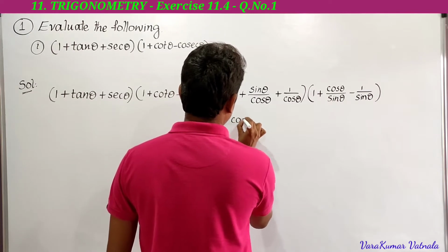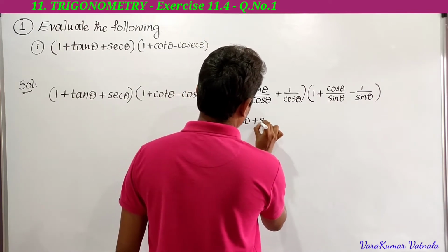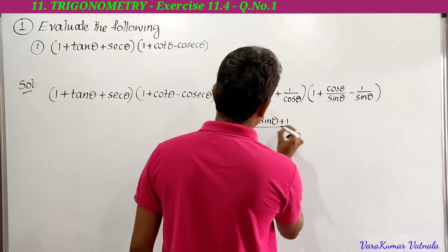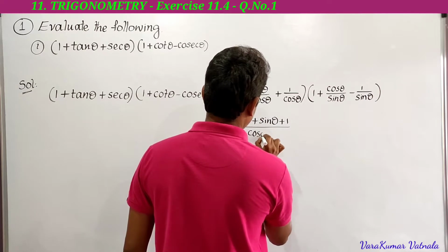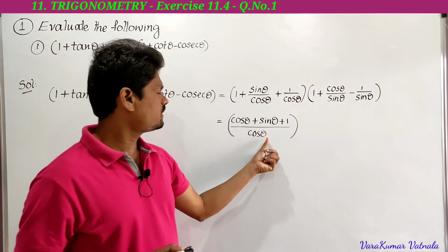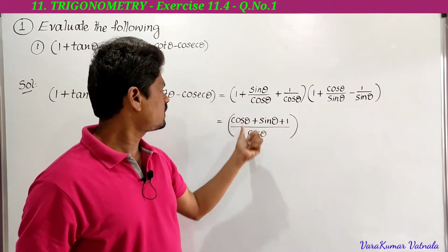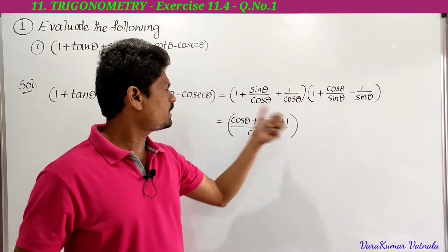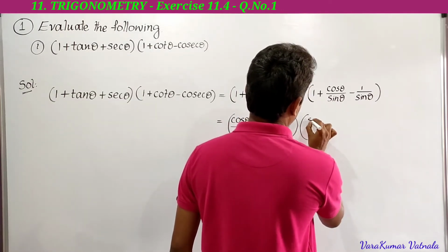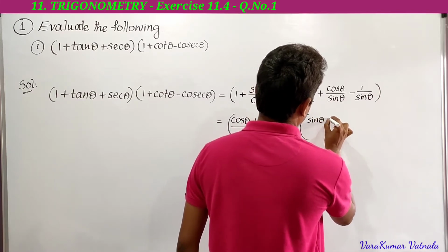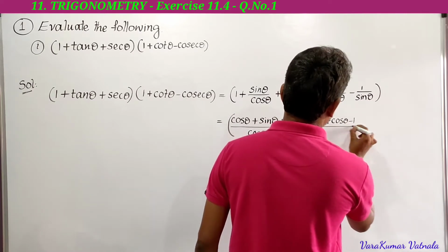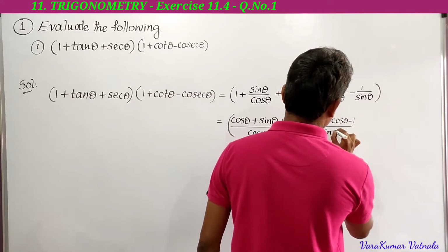Here we get (cos theta plus sin theta plus 1) divided by cos theta. So this is the first one. See here, cos theta is the LCM. Here 1 into cos theta is cos theta, so cos theta plus sin theta plus 1. Next, here sin theta is the LCM. Here we get (sin theta plus cos theta minus 1) divided by sin theta.